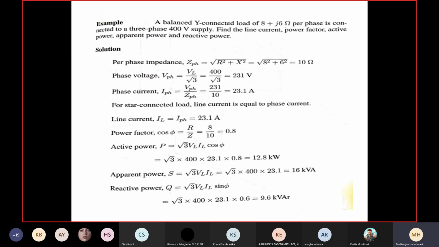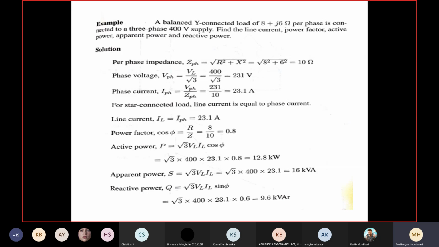A balanced Y connected load of 8 plus J6 ohm per phase is connected to a 3-phase 400 volt supply. Input supply is 400 volt 3-phase. Load in each branch is 8 plus J6 ohm impedance. Find line current, power factor, active power, apparent power, reactive power, etc.